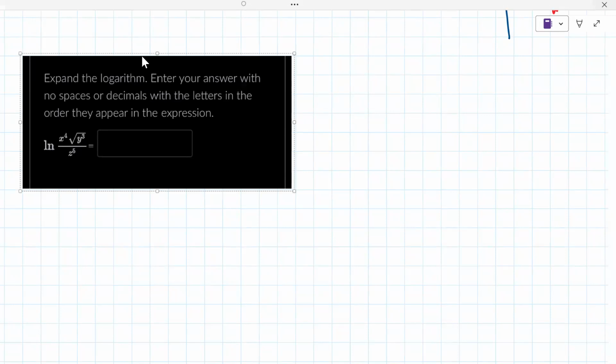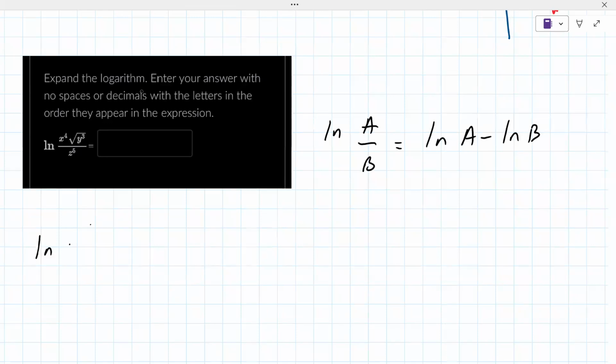They're giving you a lot of instructions here. So the first property here is the natural log of A over B becomes the natural log of A minus the natural log of B. So the way that impacts it here, it's natural log of x to the fourth square root of y cubed minus the natural log of z to the fifth.